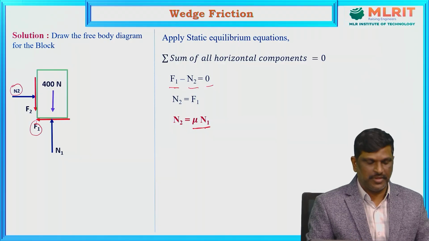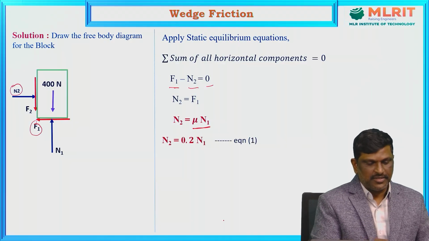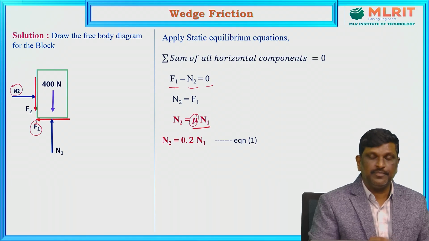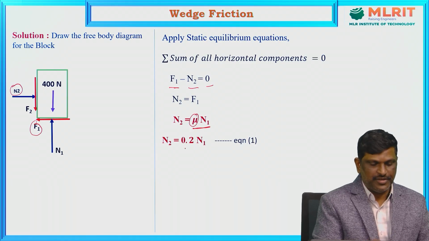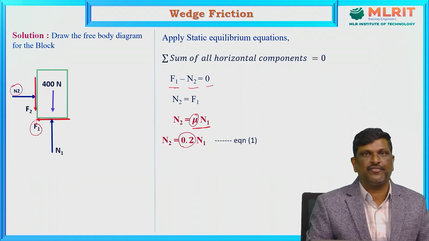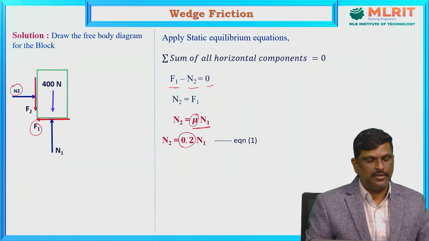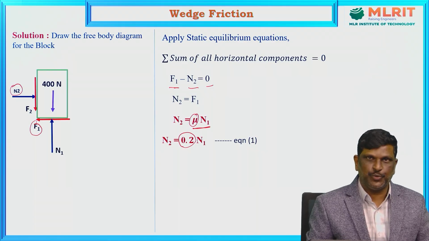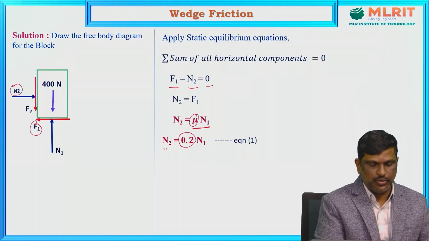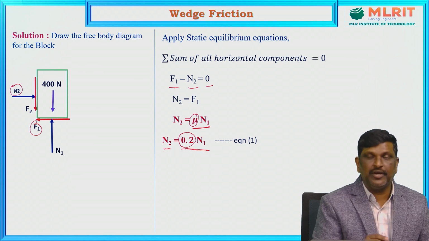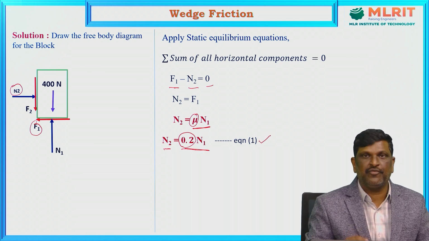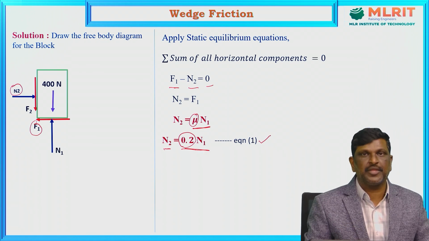Now substitute the value of the coefficient of friction. In this problem, the coefficient of friction for all contact surfaces is given as 0.2. So substituting the values, N2 is equal to 0.2 N1. Consider it as equation number 1, which we are going to use further.